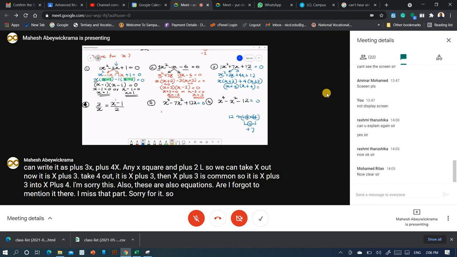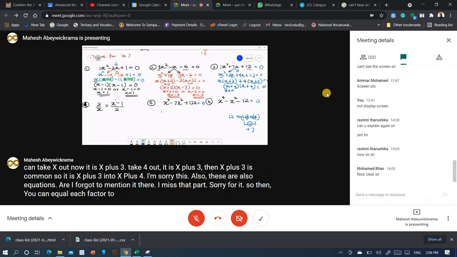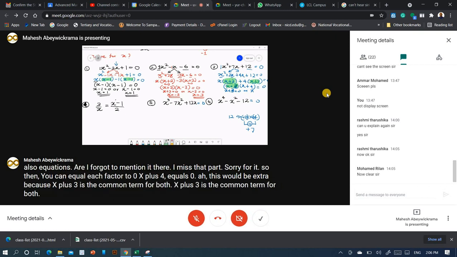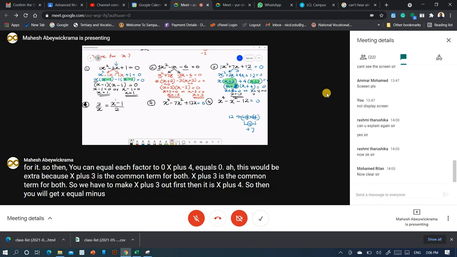So then you can equate each factor to 0. X plus 4 equals 0, and this would be x plus 3. Because x plus 3 is the common term for both, we have to take x plus 3 out first, then it is x plus 4. So then you will get x equals minus 3 and x equals minus 4.